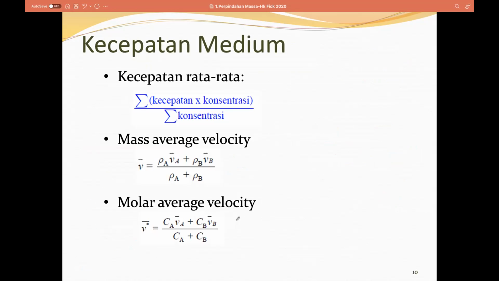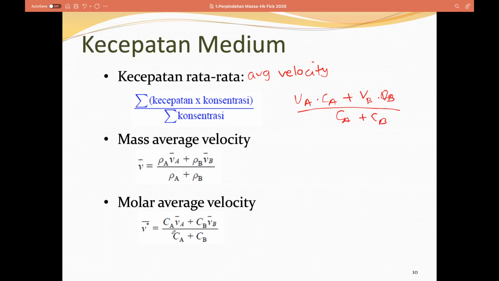Okay, and then how to find the average velocity, kecepatan rata-rata? We can use a similar formula, which is the velocity of A multiplied with the concentration of A, plus B multiplied with the concentration of B, and then we divide it by concentration of A plus concentration of B. This is the average velocity. We call the molar average velocity V star dash, and the mass average velocity is V dash.